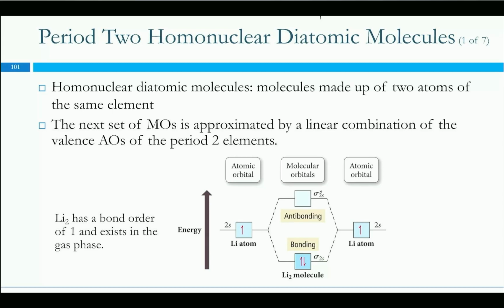And I'm still going to get a sigma and a sigma star, so a bonding and an anti-bonding, but now it's sigma 2s, sigma star 2s. So bond order here would be 1. 2 electrons in a bonding orbital, none in anti-bonding.